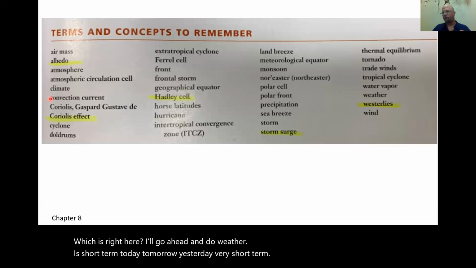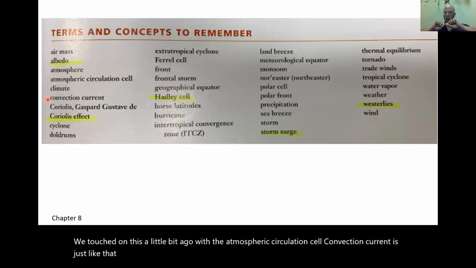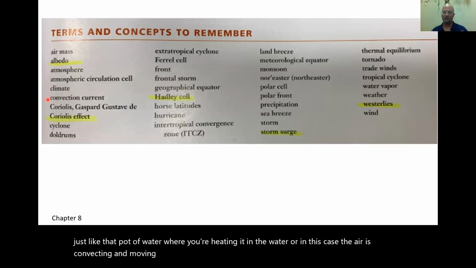Convection current, we touched on this a little bit ago with the atmospheric circulation cell. Convection current is just like that pot of water where you're heating it, and the water, or in this case, the air, is convecting and moving to redistribute heat. Same principle.